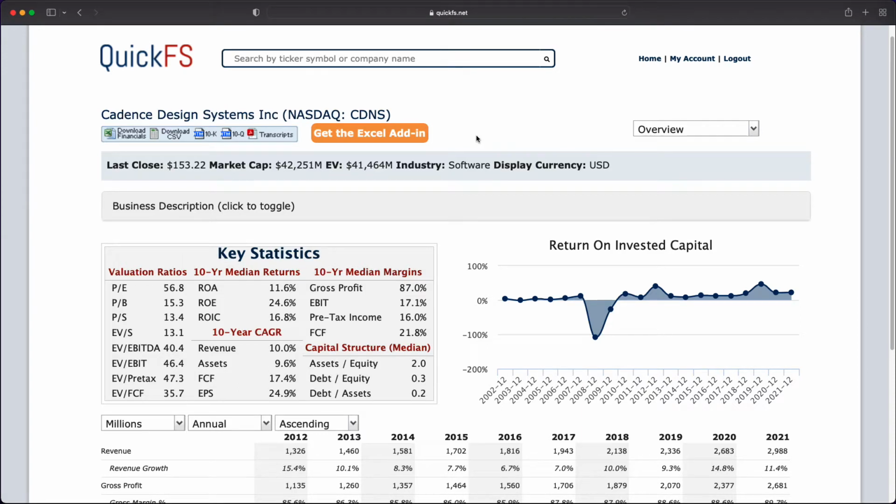We're working through every company in the S&P 500 and today is Cadence Design Systems, ticker CDNS. Over the next few minutes, I'll discuss my thoughts on both the valuation of this company and its business quality. So we'll dive on in. This company is in the software industry.